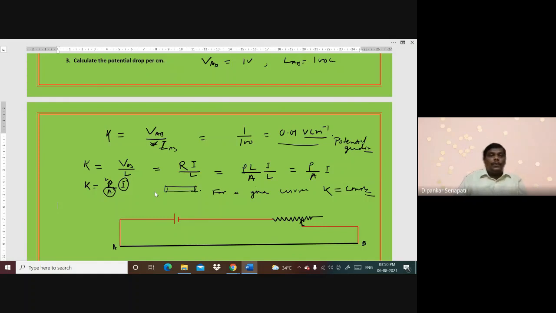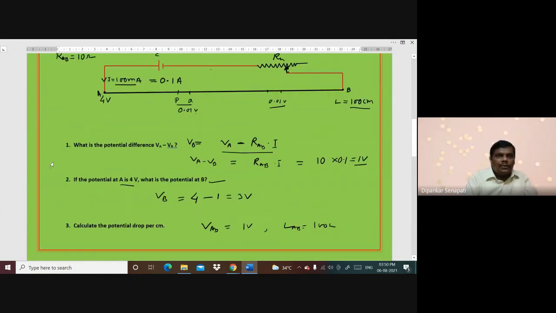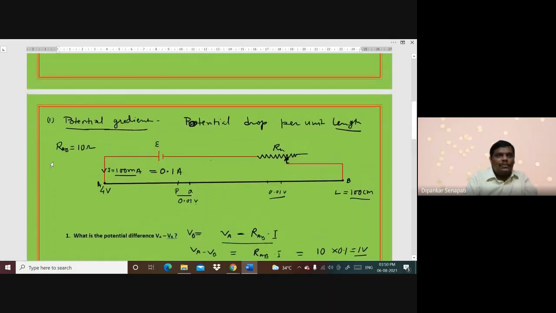Okay, this is what potential gradient is, the first factor which matters in the potentiometer. So the potential gradient along a uniform wire remains constant, or the potential drop per unit length across any section of the wire remains constant, provided the cross section is uniform throughout.